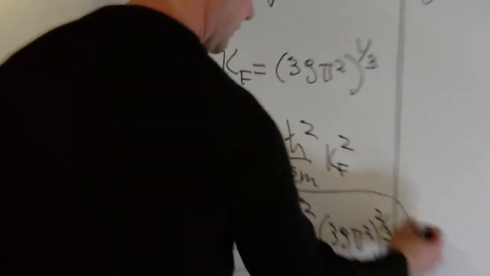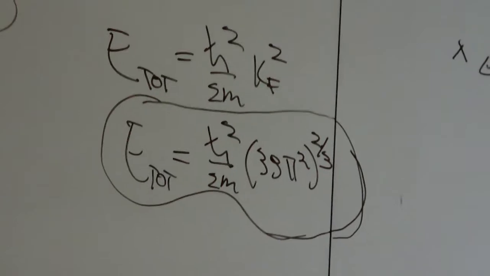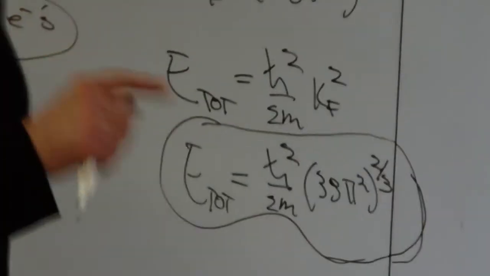So this is a huge result. And what I love about this result is the simplicity. What do you need to know to calculate the Fermi energy? Just the density of electrons, the free electrons. That's it. Isn't that beautiful? Okay, but what does E Fermi mean?